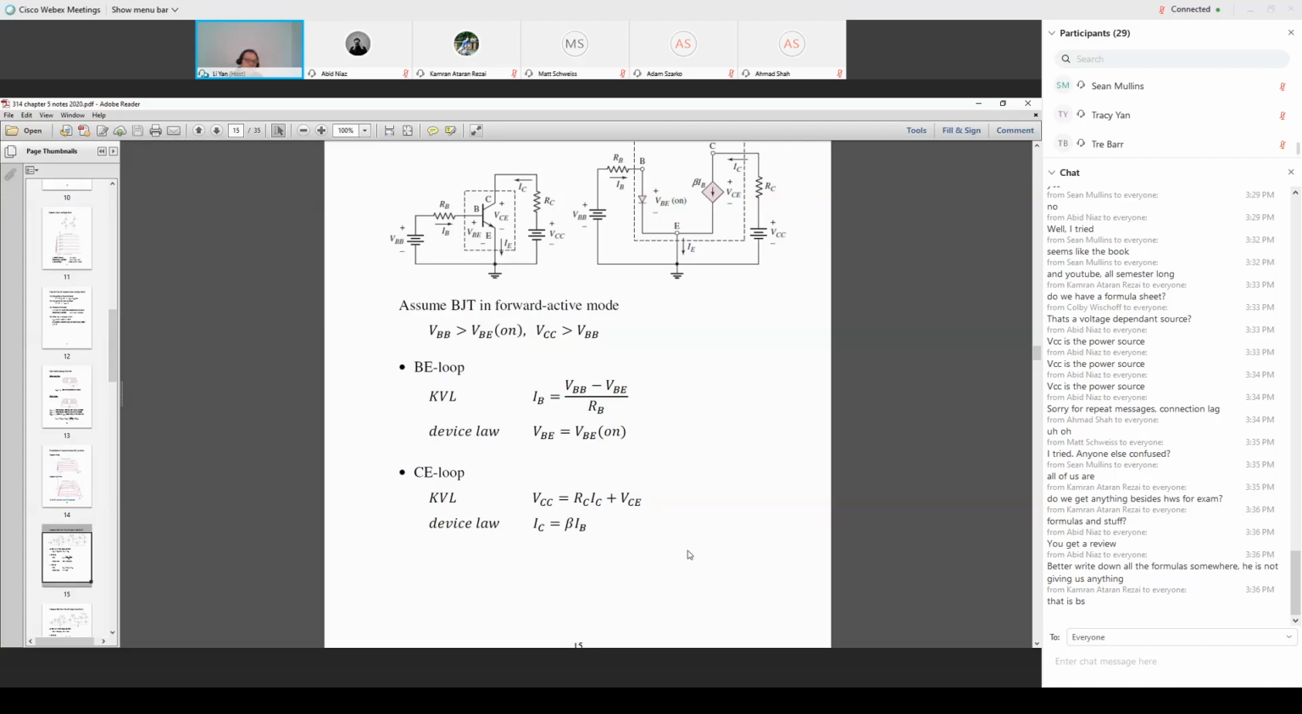Okay, how do you analyze a circuit where a transistor is placed in it? Any question?